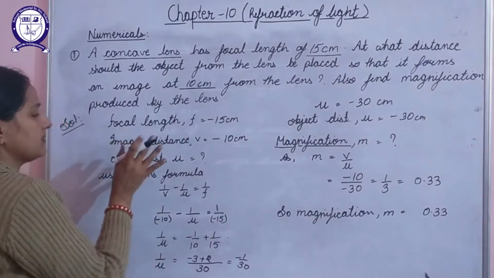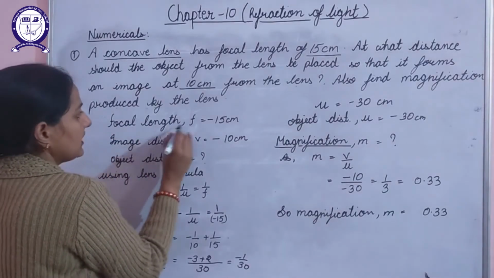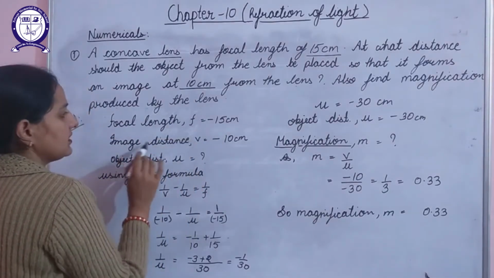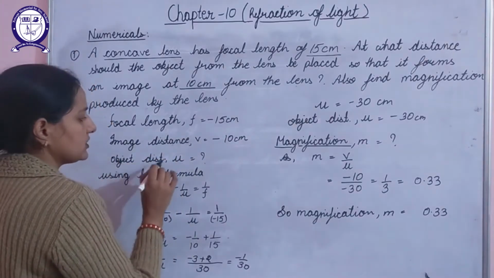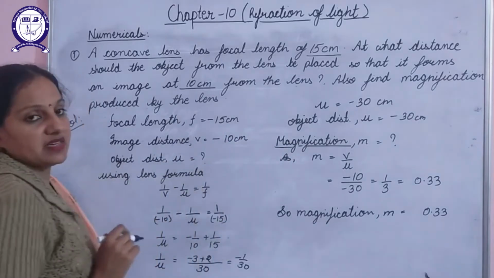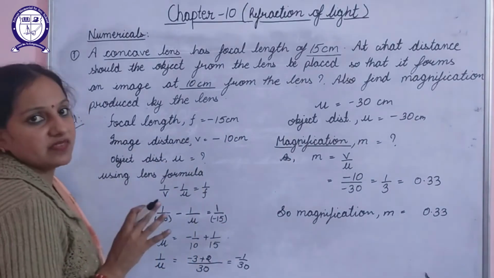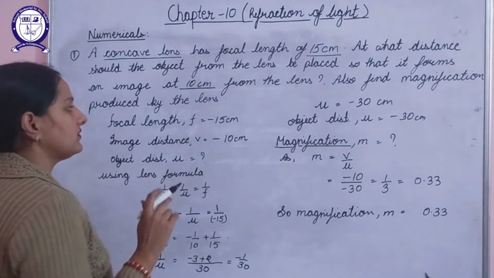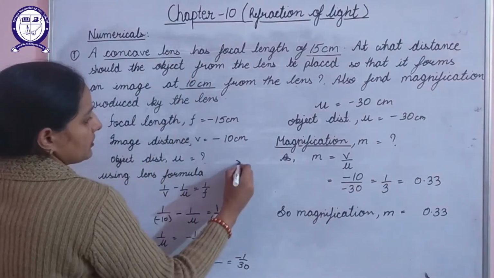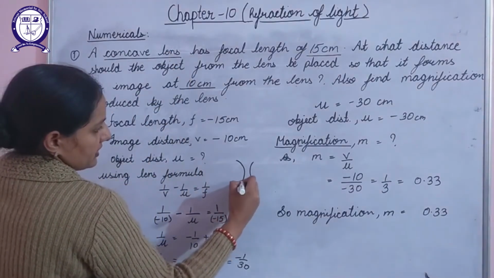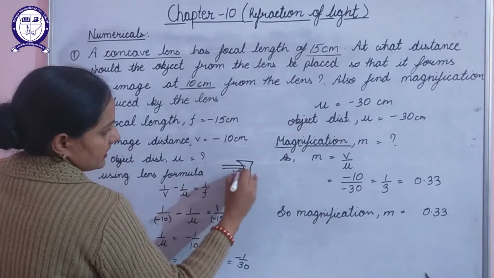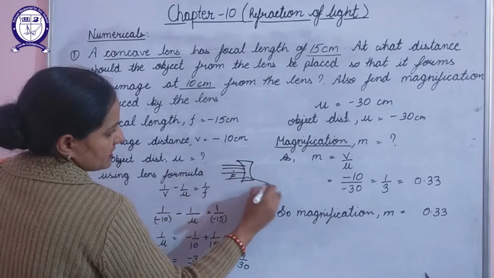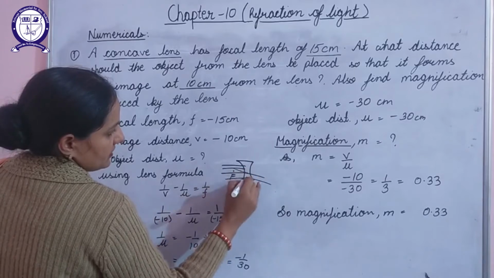So we'll write what basically is given here. Focal length F is 15 centimeter, image distance V is 10 centimeter. We have to find object distance as well as magnification. Now we'll apply sign convention here. According to sign convention, for a concave lens, focus always lies on the left hand side because the parallel rays of light diverge to meet at focus.